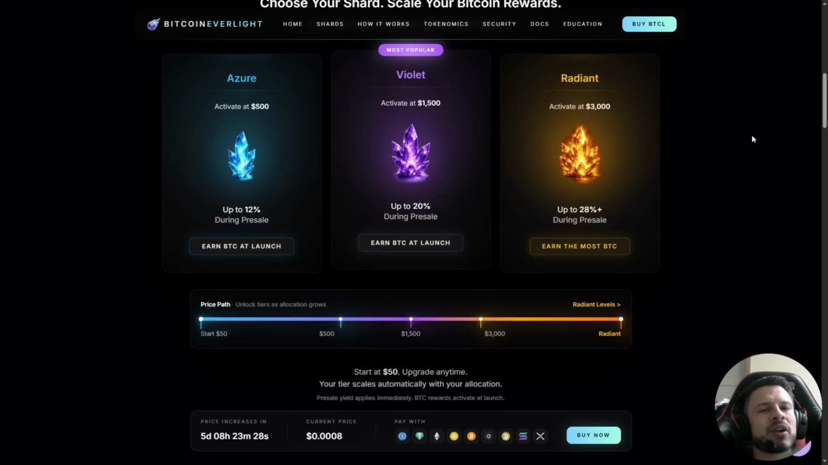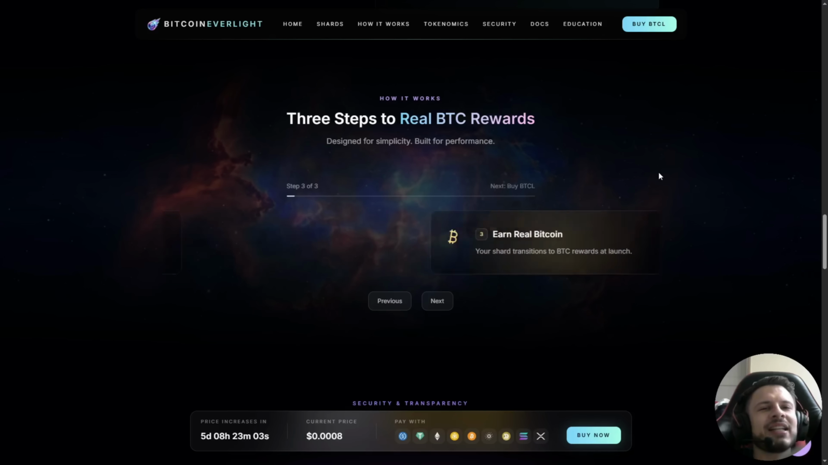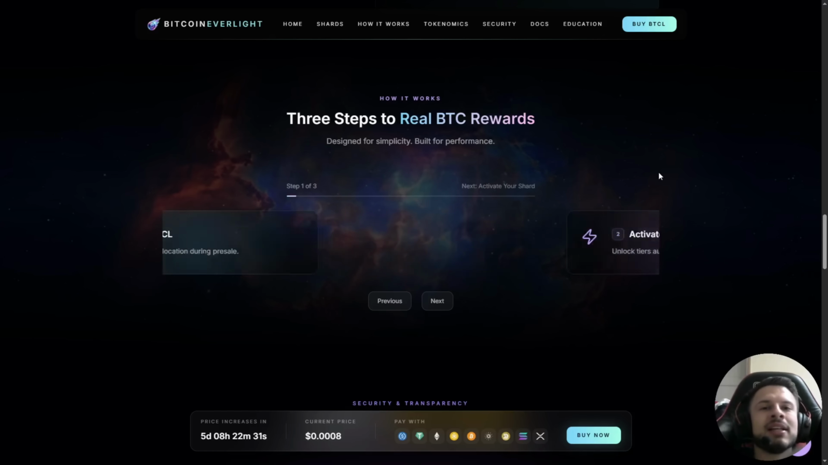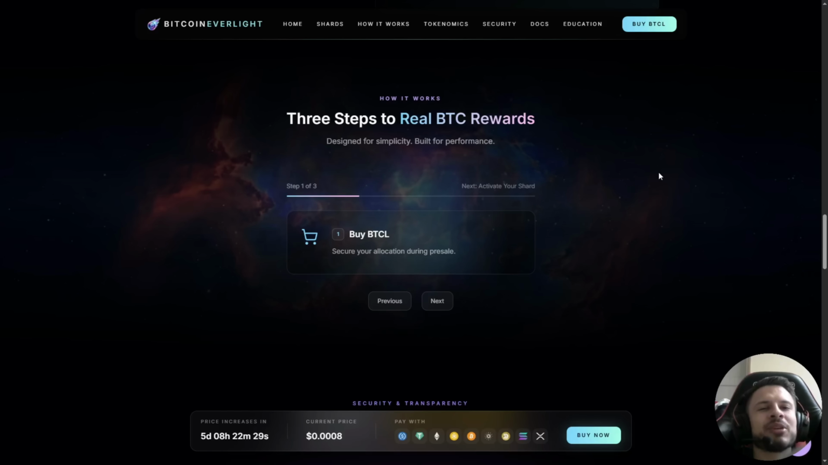But the reward model is where things get really interesting. During the presale phase, activated shards begin earning fixed BTCL rewards. Rewards start immediately when the shard activates, and they continue throughout the presale period. During this stage, rewards are paid in BTCL tokens. Different shard tiers have fixed APY levels: 12%, 18%, 28%. These rewards accumulate while the presale is active.